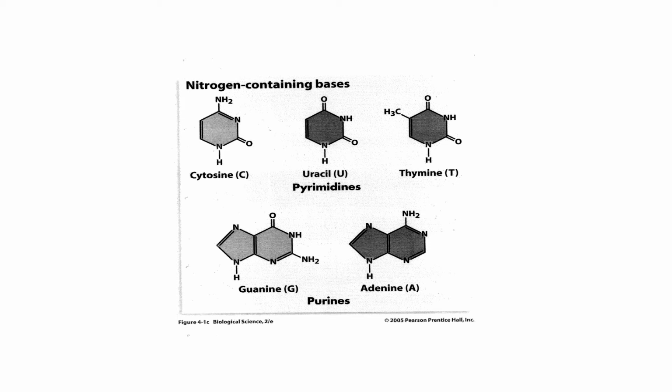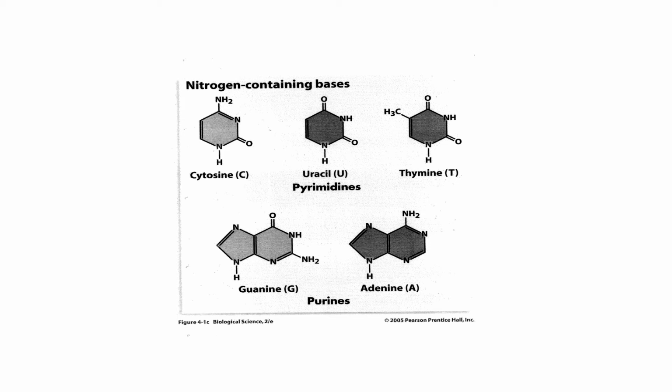One of the things I want you to look at is that they look pretty similar. There's some differences, but they look pretty similar. The dimensions are very similar. Now, on the bottom are the purines, guanine and adenine. The difference there is that there's a double ring structure. So these contain nine atoms in those rings.